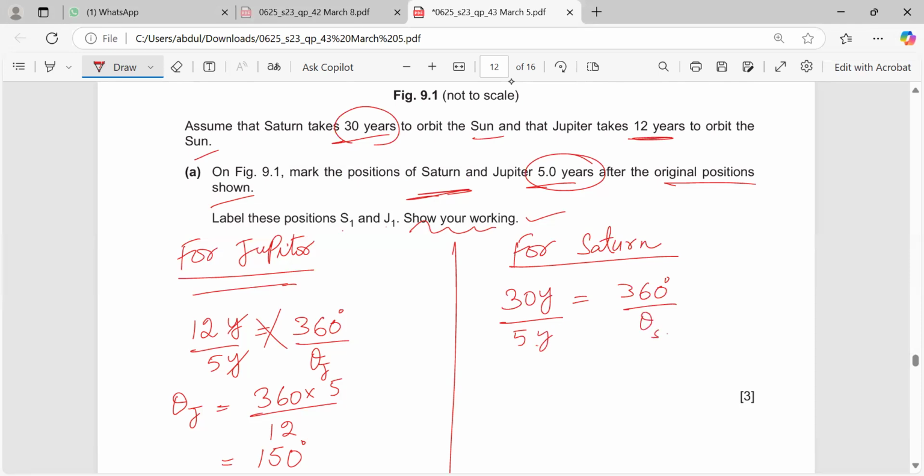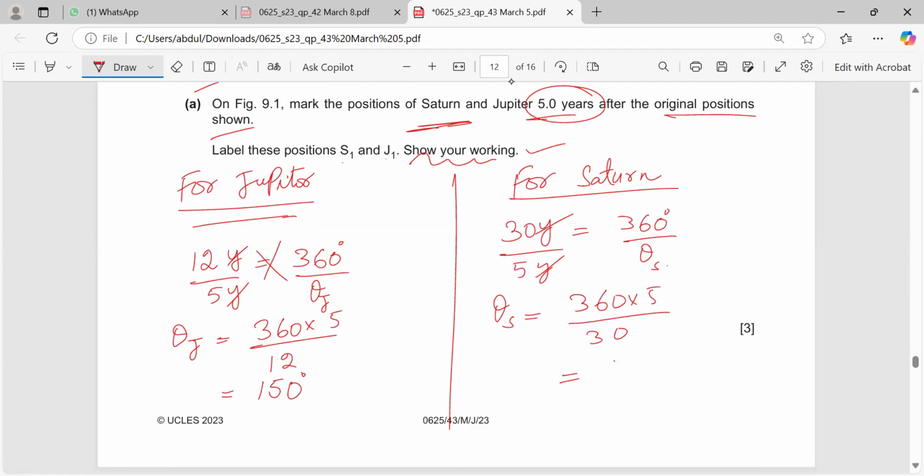We will check. So the angle for Saturn will be 360 degrees times 5 over 30. So 0 is going with 0. 12 3s are 36, sorry, 12 5s are 60. So I think it should be 60 degrees. Yes, my dear friends. Thank you, Abdul, correct. Now if anybody is having any problem regarding this, please ask me.